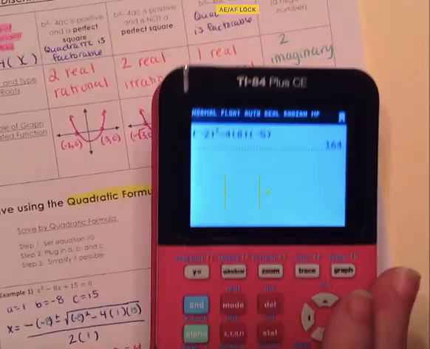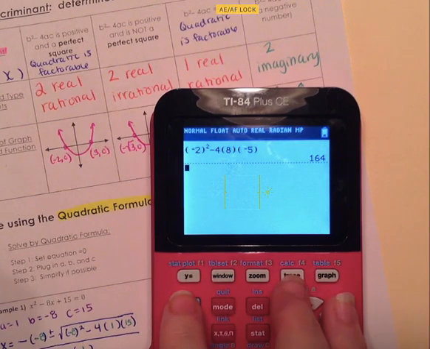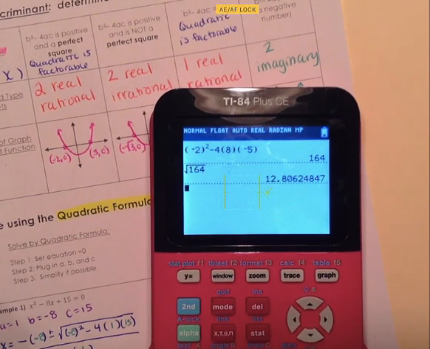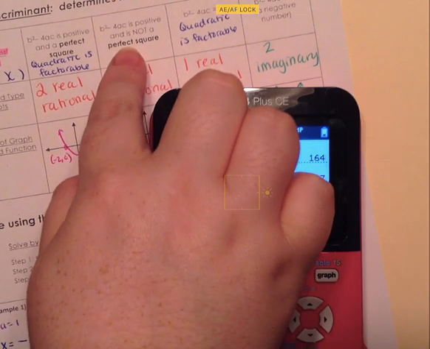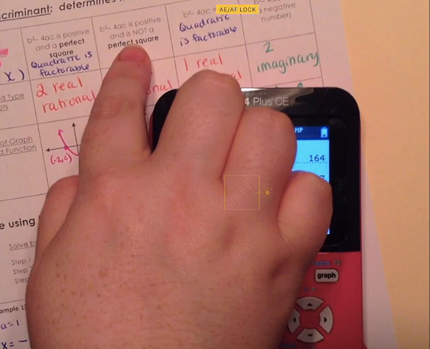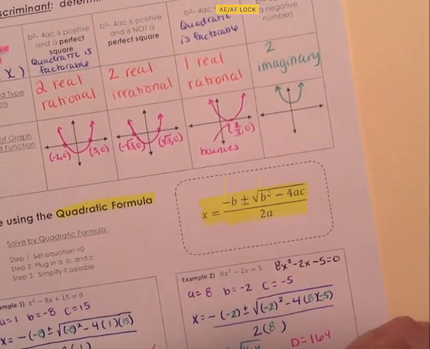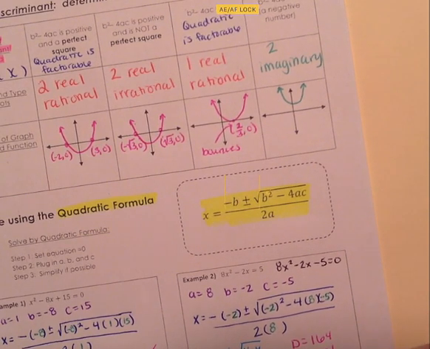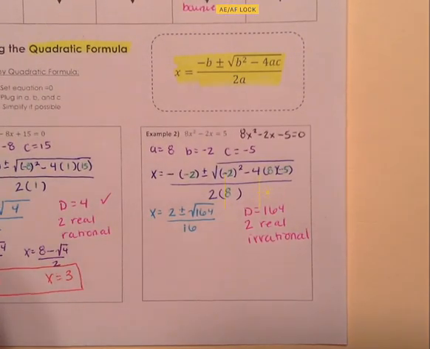So real quick, I'm just going to check this. If I don't know my perfect squares, okay, you can always check it. So take the square root of 164. It's not a good number, so this is not a perfect square. So that means b squared is positive, but not a perfect square. So we're going to have 2 real irrational solutions. 2 real irrational. What that means is that we will round our answers to the nearest hundredth. So we're going to still put them into our calculator and still round to the nearest hundredth.